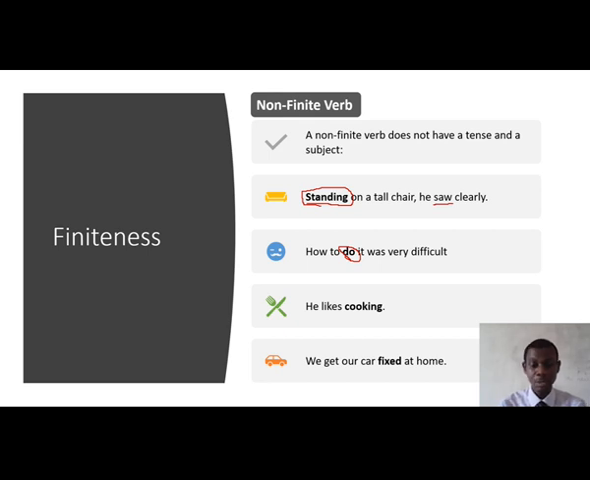So let's move on now quickly. He likes cooking. We have likes, we have cooking. Of course, you'll agree with me now that cooking is the non-finite verb, because by the time we change he likes cooking to past tense, we are going to have he liked cooking. Cooking remains the same thing. He will like cooking. That's future tense. Cooking still remains the same thing. So cooking here has no subject and is not responding to time.